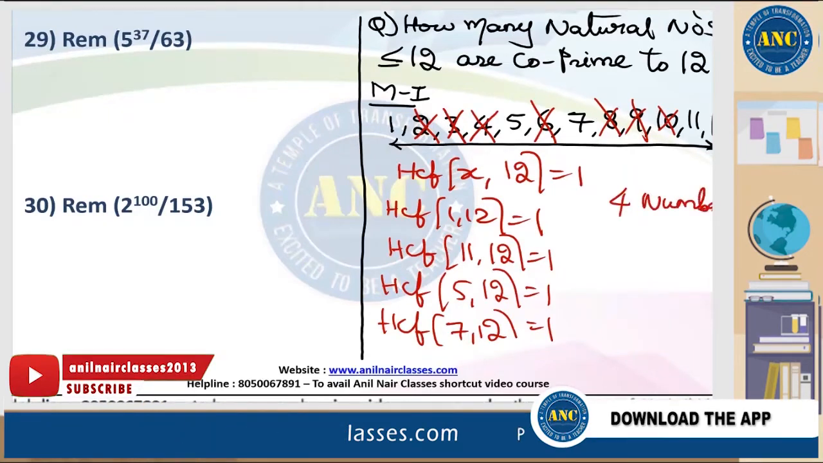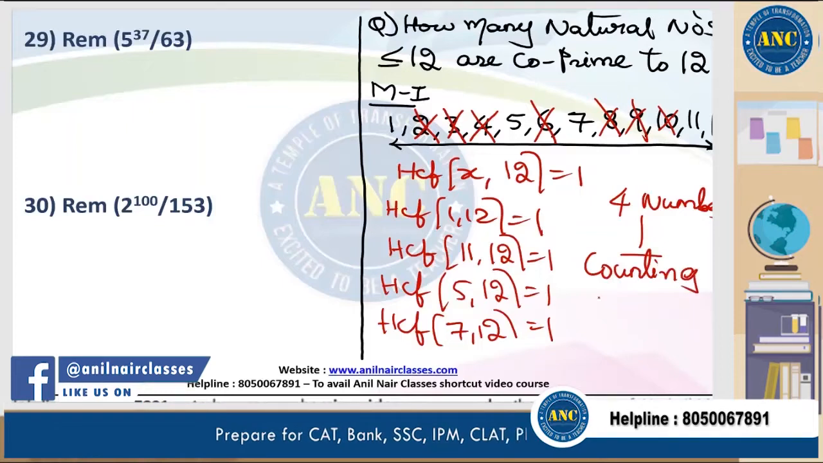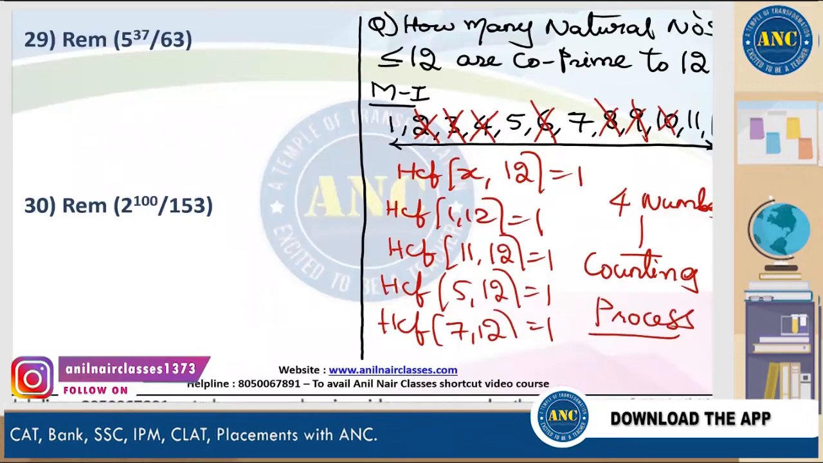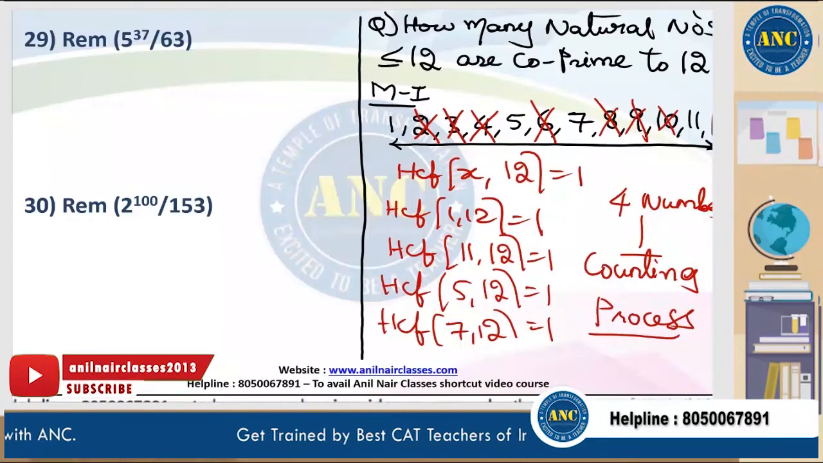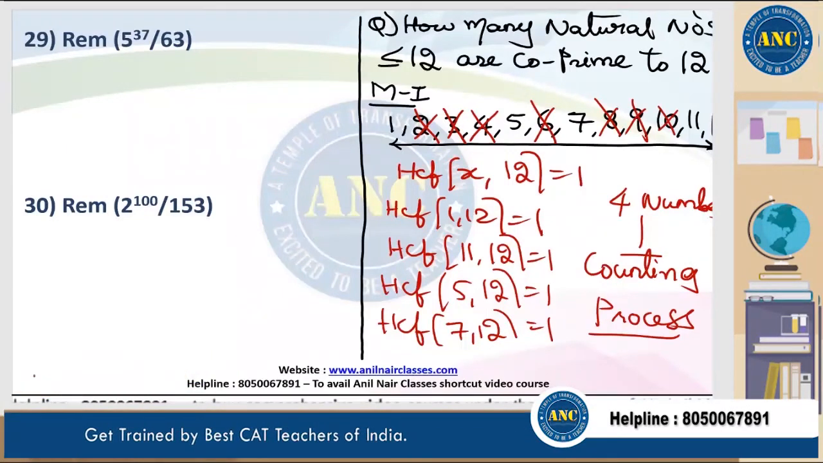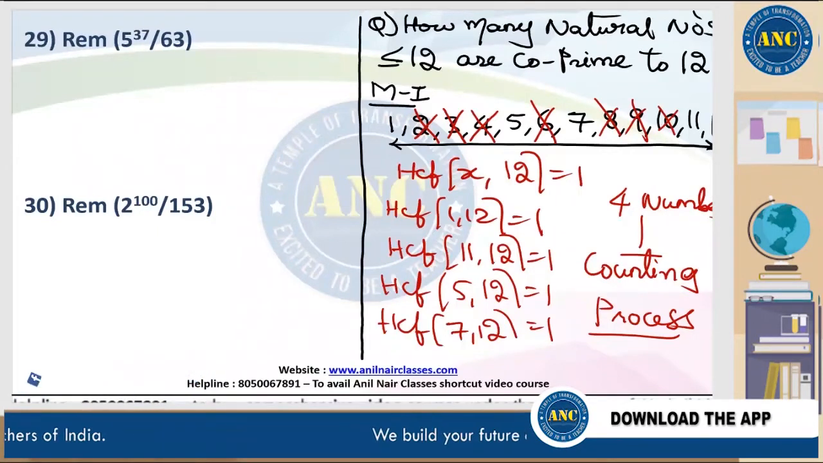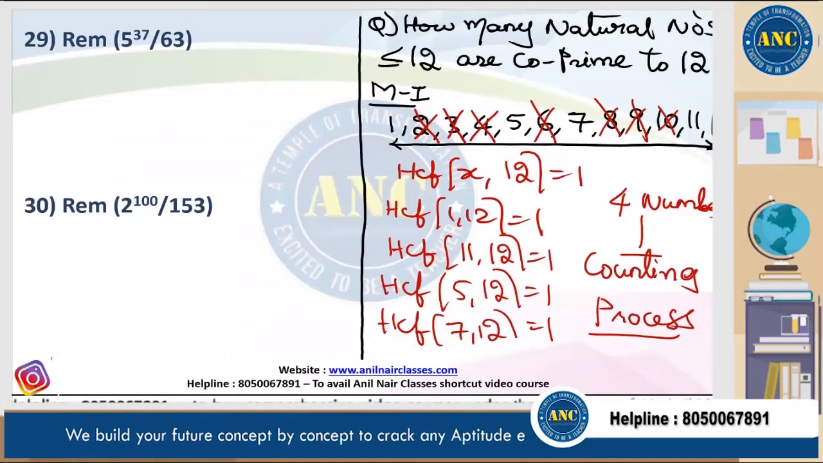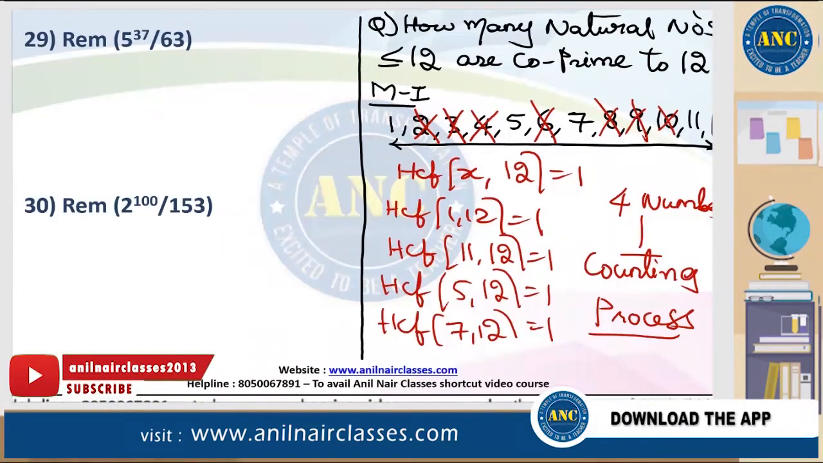This process is nothing but a counting process. Instead of 12, if it is 100, 120, like that, then the calculation will become difficult. Am I right? How many natural numbers less than or equivalent to 12 are co-prime to 12? 1, 2, 3, 4, 5, 6, 7, 8, 9, 10, 11, 12. 1 is co-prime to 12, 11 is co-prime to 12, 5 is co-prime to 12, 7 is co-prime to 12. 1, 11, 5, 7. Totally 4 numbers are co-prime to 12.